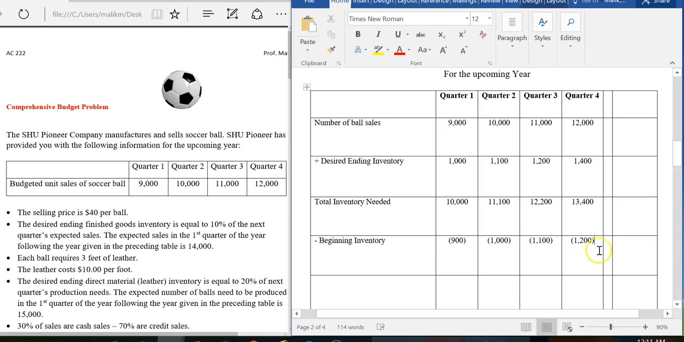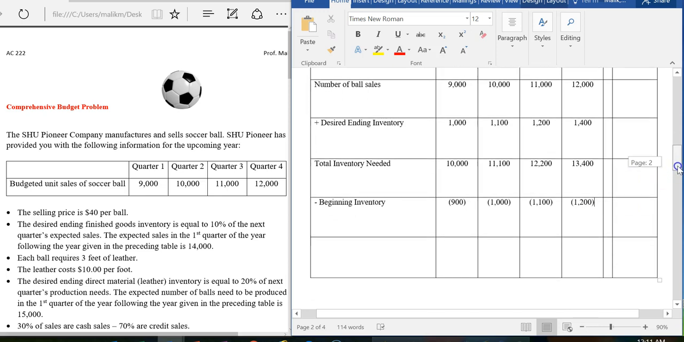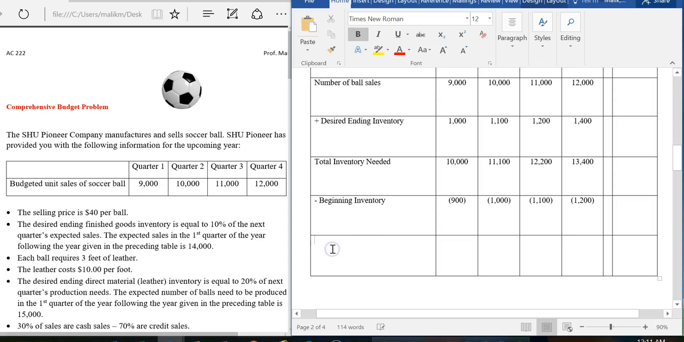Now once we know all this information, we will figure out the number of units that the company needs to produce. So now, number of units needed to produce. This is the total inventory need, and we're going to subtract our beginning inventory. So for quarter 1, it's 10,000 minus 900, which is 9,100. Quarter 2, that's 11,000 minus 1,000, which gives you 10,100.